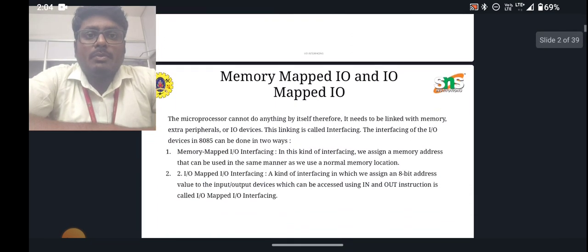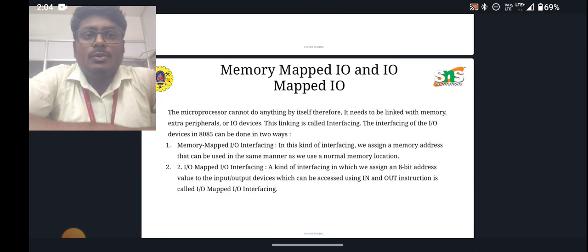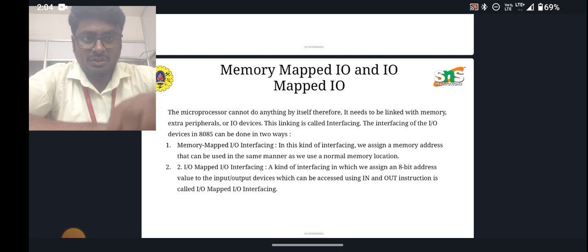And how are we going to map the I/O? Memory mapped I/O and I/O mapped I/O. The microprocessor cannot do anything by itself, therefore it needs to be linked with the memory, extra peripherals or I/O devices. This linking is called interfacing. The interfacing of the input-output devices in 8085 can be done in two ways: memory mapped I/O interfacing and I/O mapped I/O interfacing.